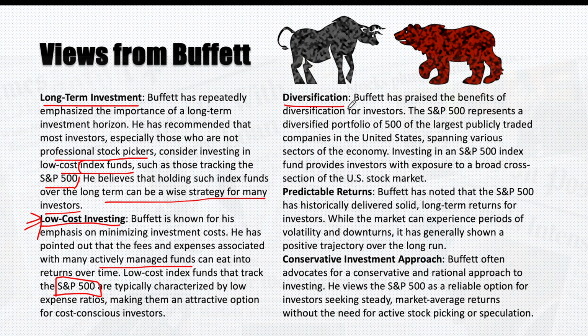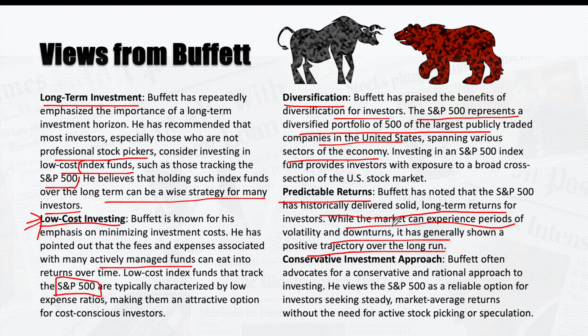Third thing is diversification. So Buffett has praised the benefits of diversification for investors. The S&P 500 represents a diversified portfolio of 500 of the largest publicly traded companies in the United States, spanning across various sectors of economy. Predictable returns. So predictable, there is nothing predictable, but predictable is basically the past performance has been commendable in case of index funds. That's what has been told here. Buffett has noted that the S&P 500 has historically delivered solid long-term returns for investors. While the market can experience periods of volatility and downturns, it has generally shown a positive trajectory over a long run.